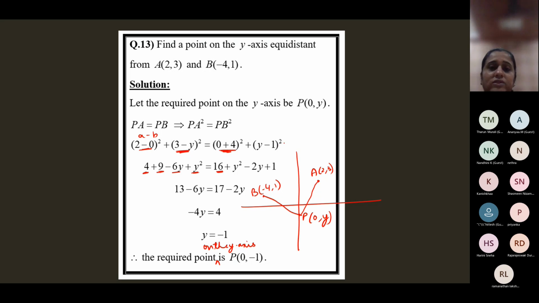And this one, (y minus 1) the whole square, is a square minus 2ab plus b square. Then y square gets cancelled on both the sides and you solve for y. Y is minus 1. So the required point on the y-axis is 0, minus 1. 0, y we assumed, right? Y is minus 1. So 0, minus 1 is the required point on the y-axis.